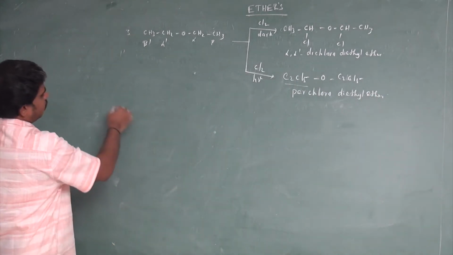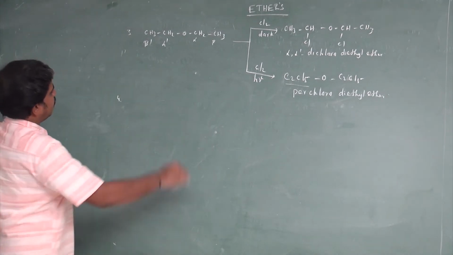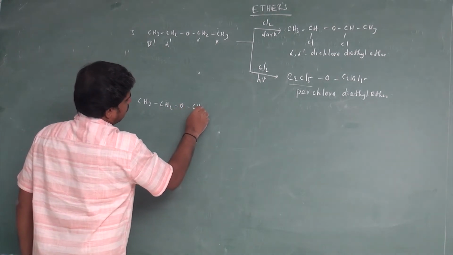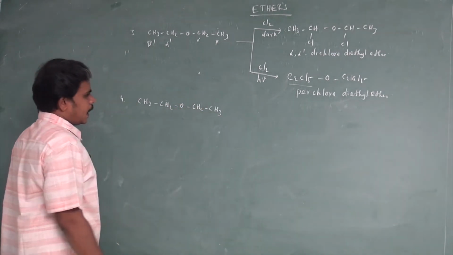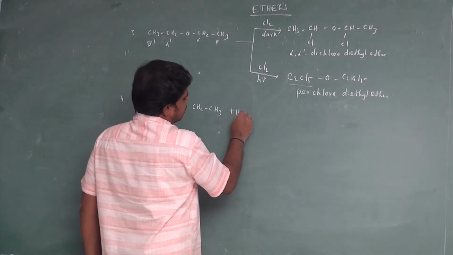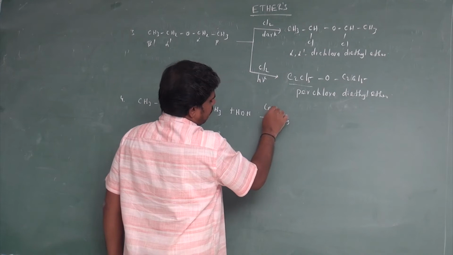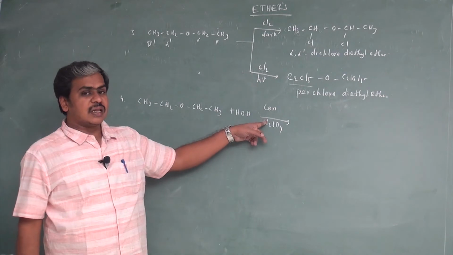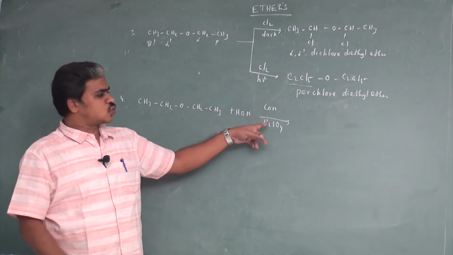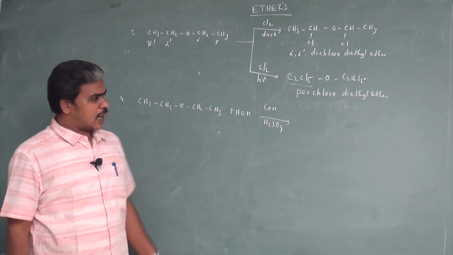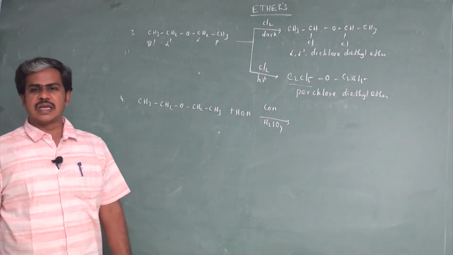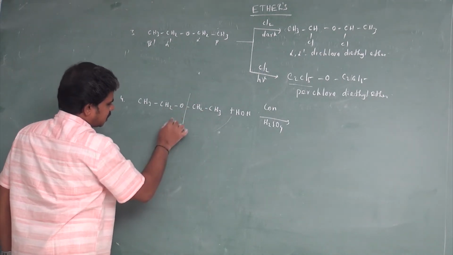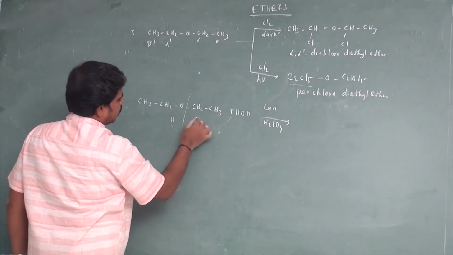Okay. And the fourth one. We are taking diethyl ether, CH3, CH2, O, CH2, CH3. Then it undergoes hydrolysis in presence of concentrated sulfuric acid. So remember, in the preparation method, for dehydration we also use sulfuric acid, and here for hydration we are also using sulfuric acid. So here the cleavage occurs here. Hydrogen goes to here. So here hydrogen, and here OH.